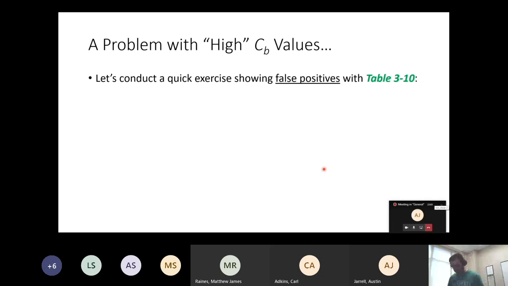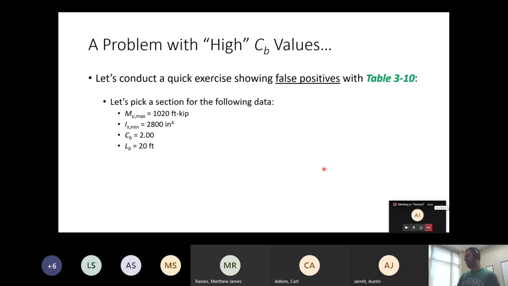Last time I talked about false positives, and I mentioned it, but we really didn't talk about it. So I want to talk about that today, and show you an issue that can happen when you have a Cb value that's high, okay? So I want everybody to break out their manuals, and we're going to use the chat in Teams. I want to conduct an exercise with you, okay?